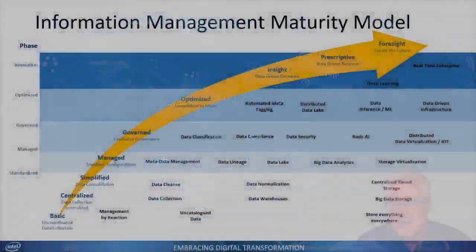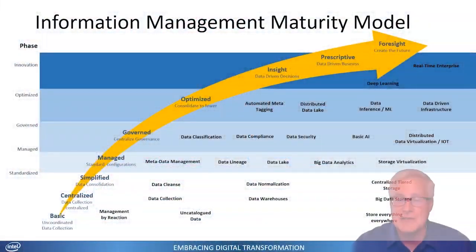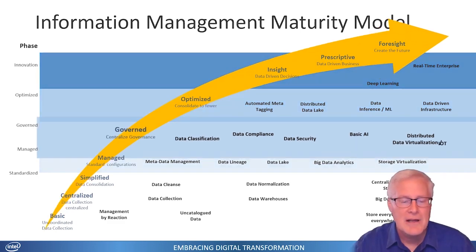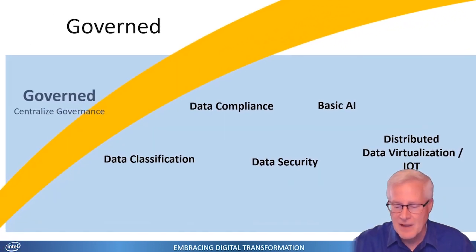Now, the next phase that we see people, the most logical phase moving up now, is governed. With the governed phase, the best way to look at it is that I now have centralized governance across all my data sources. It's almost like having managed not just the infrastructure or the data itself, but now I'm going to actually manage and govern the information.